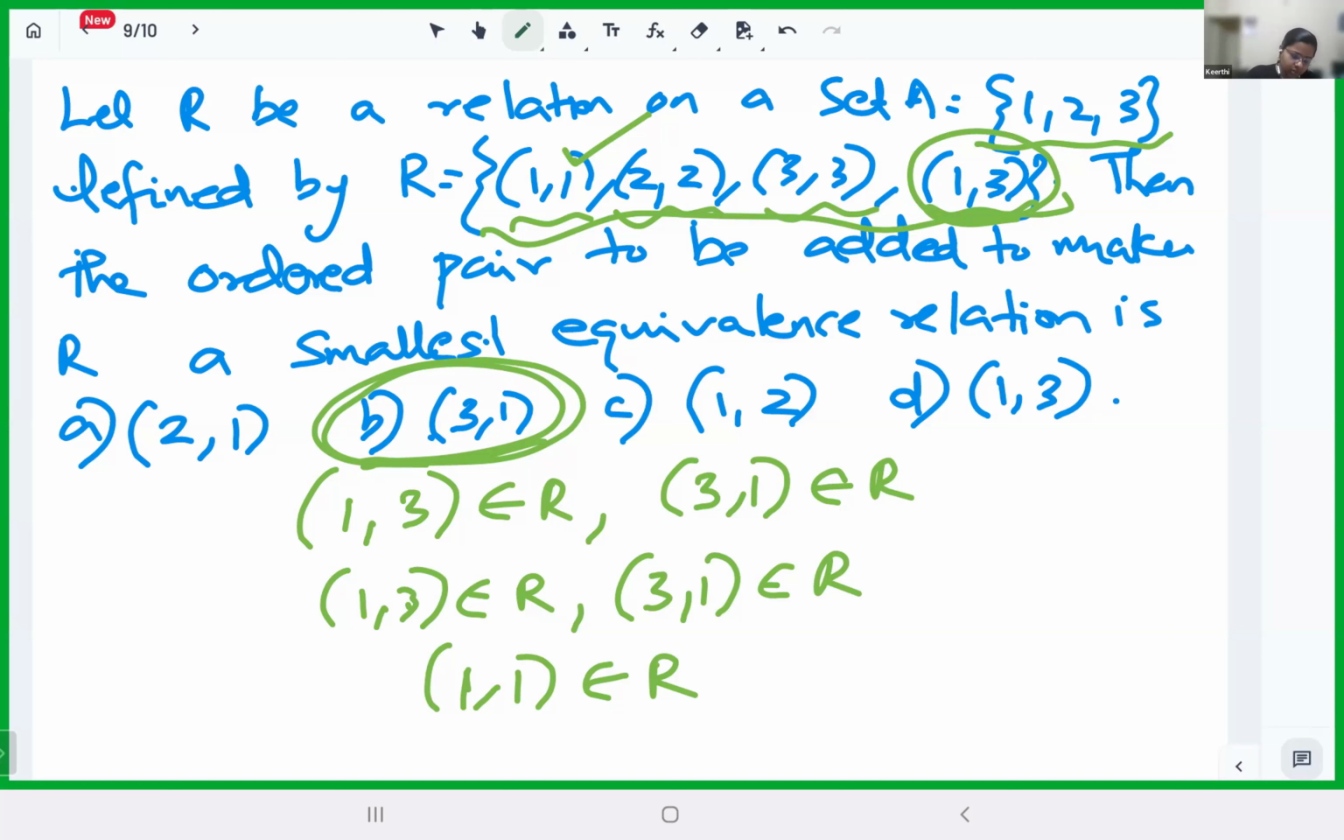So what happens if you add (1,2)? Then it will become complicated, right? We have to add (2,1) also, in order to make it symmetric. So it will not become the smallest equivalence relation, and they are asking about the smallest equivalence relation. Then option (1,3) is already an element of R itself. So what is the right answer? Right answer is nothing but B.